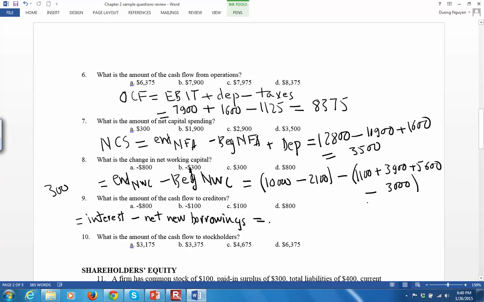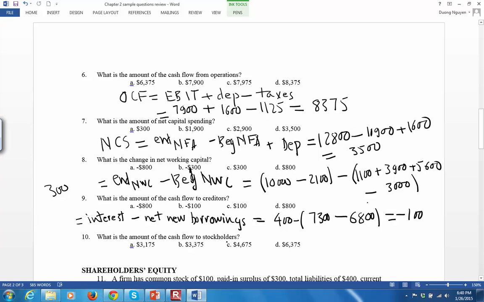So interest paid is equal to 400. Net new borrowing is equal to ending long-term debt, which is 7,300, minus beginning long-term debt, which is 6,800. The whole thing is equal to negative 100. Negative 100 means it is an outflow to creditors. The creditors have a net outflow.